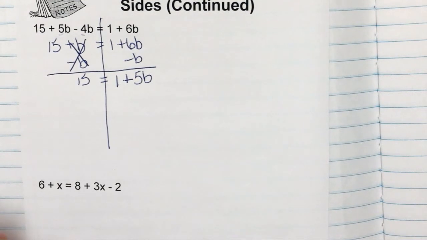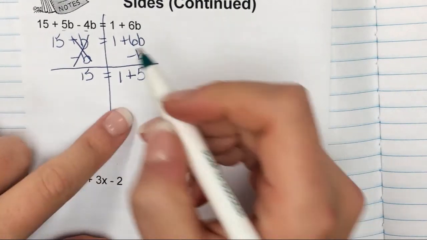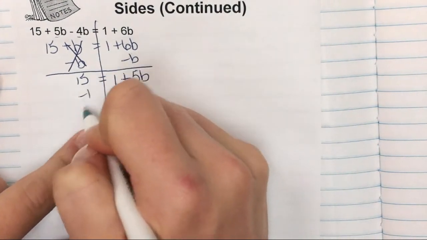Then I need to get rid of the constants, or move them all to the left. So I have all my variables on the right. All the constants are going to go to the left. So I'm going to subtract 1 from both sides.